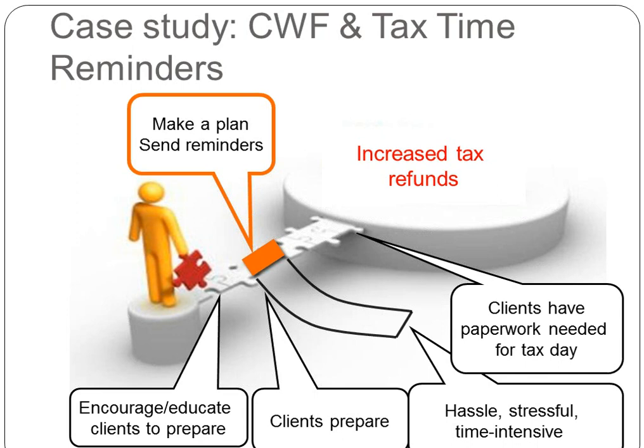What was happening, you see this gold guy, he represents their clients. And then each of those puzzle pieces represent something that they need to do in order to get to that big stage at the end, which is the goal, which is increased tax refunds. So the first thing they need to do is prepare for tax day. And so what CWF would do was encourage them and educate them. Everybody had to go to an intro meeting. The next step is that clients would prepare.